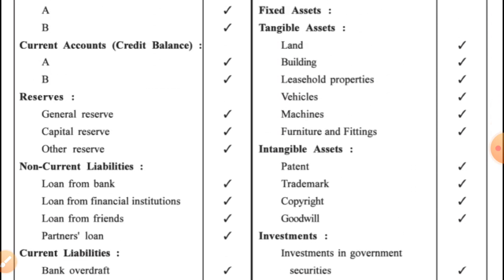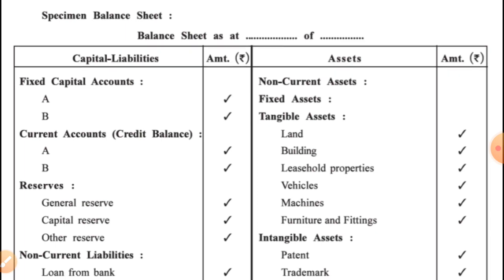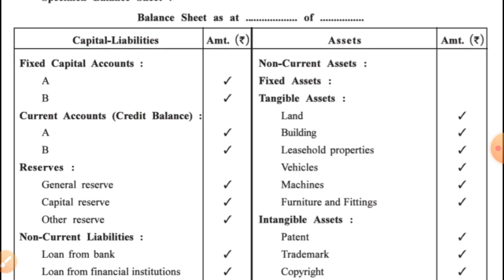Now after completing the liability side, let us look at the asset side. The first entry is non-current assets, that is fixed assets. In fixed assets there are two parts, tangible assets and intangible assets. Tangible assets are those which we can see and touch, while intangible assets are those which we cannot touch and see but whose value is measured. That's why they are called intangible assets.